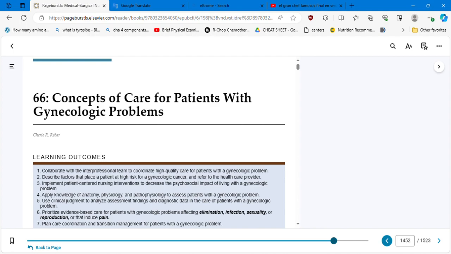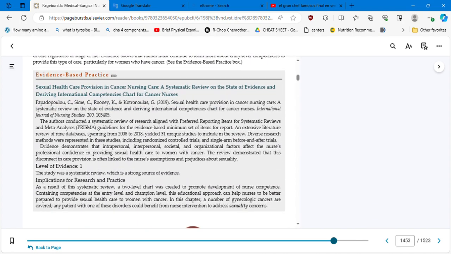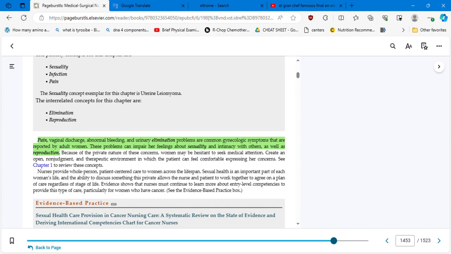Chapter 66, Concepts of Care for Patients with Gynecologic Problems. Gynecologic problems. So, pain, vaginal discharge, abdominal bleeding, and urinary elimination problems are common gynecologic symptoms that are reported by adult women. These problems can impair her feelings about sexuality and intimacy with others, as well as reproduction.